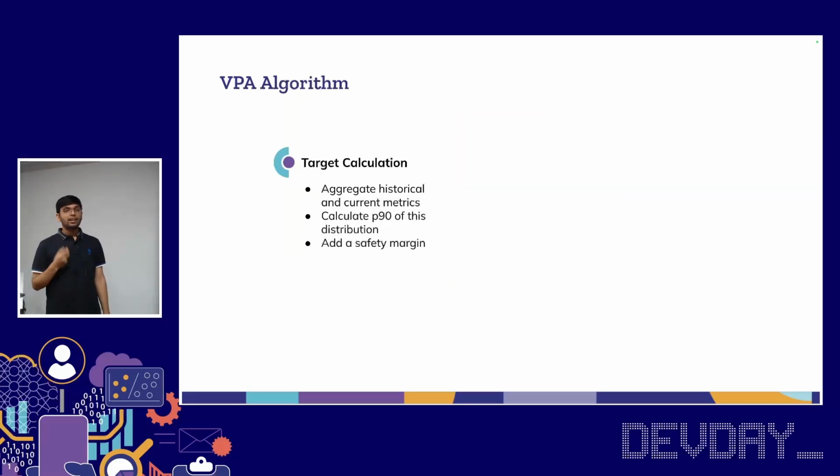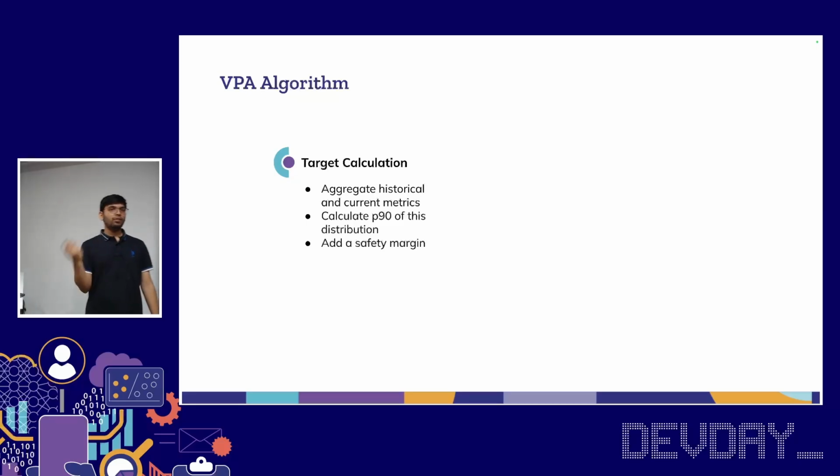Now let's understand the VPA algorithm. This is what the recommender does. It first aggregates metrics, right? For aggregating metrics, it looks at the historical metrics as well as the current metrics. For storing the historical metrics, it creates a different resource within KEDA, but you can even configure the recommender to look at the Prometheus server. So you can connect your recommender or the VPA to look at the Prometheus metrics instead of storing them itself. But by default, it creates its own resource. We will be looking at it in the demo. But it just aggregates historical and current metrics.